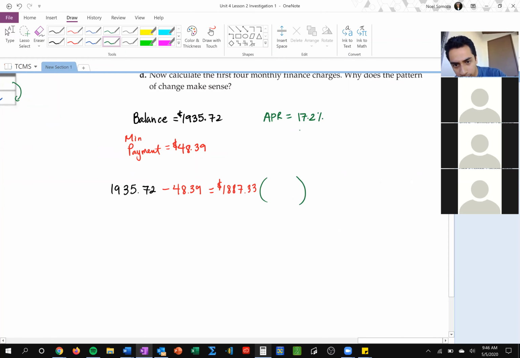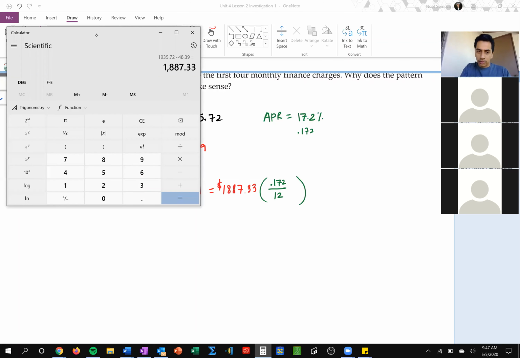Okay, first turn that into a decimal. So we're looking at 0.172. And because it's compounded monthly, we can divide this by 12. By doing so, we can find out how much interest they're actually going to charge her based on that current balance. So let's take 0.172 divided by 12. Okay, so that is the rate.